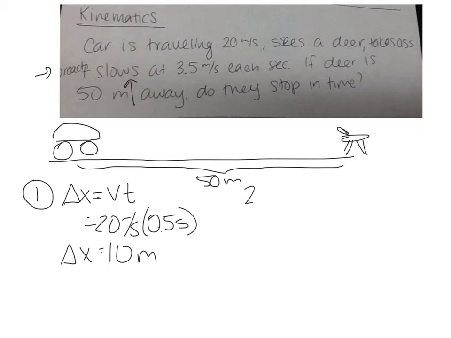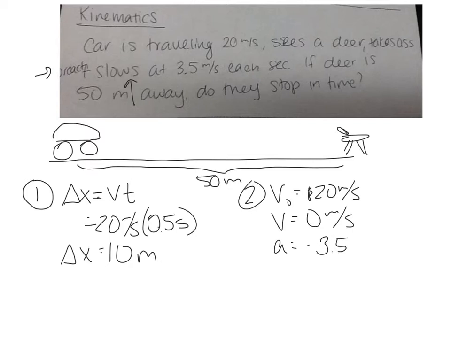Now part two, we're going to write out the variables we know. So we know it started going 20 meters per second. We know trying to stop, so the final is going to be 0. And we know the acceleration is negative 3.5 meters per second squared. Okay, so that's the second part of this problem. I'm trying to find how far it travels during that time.